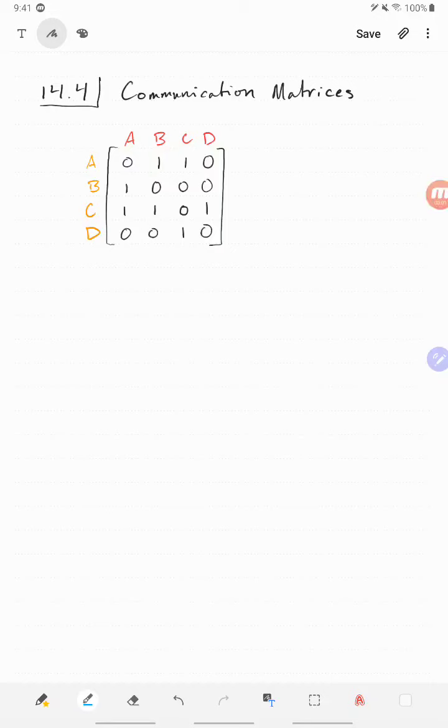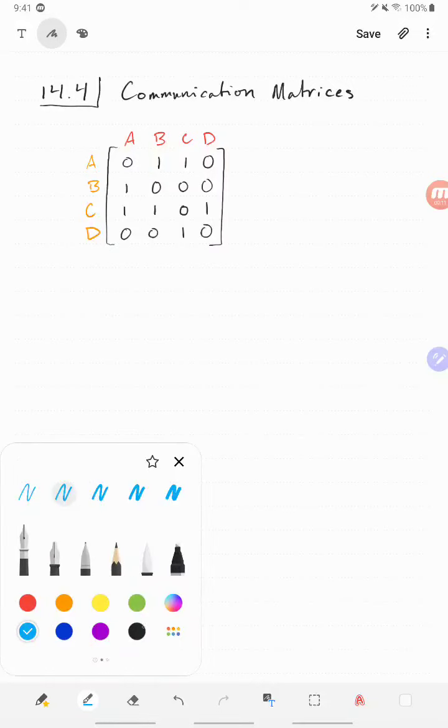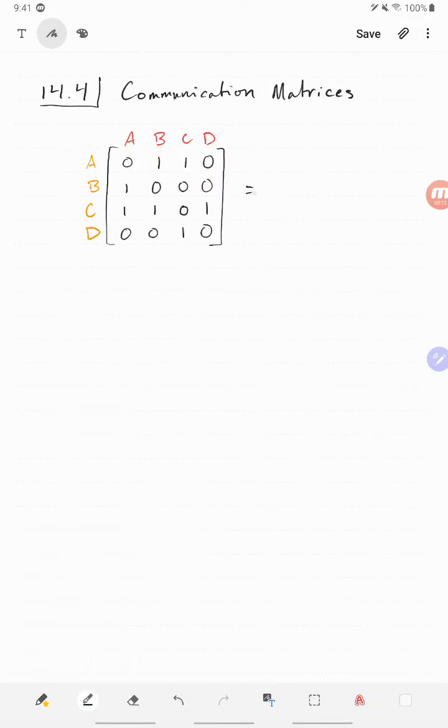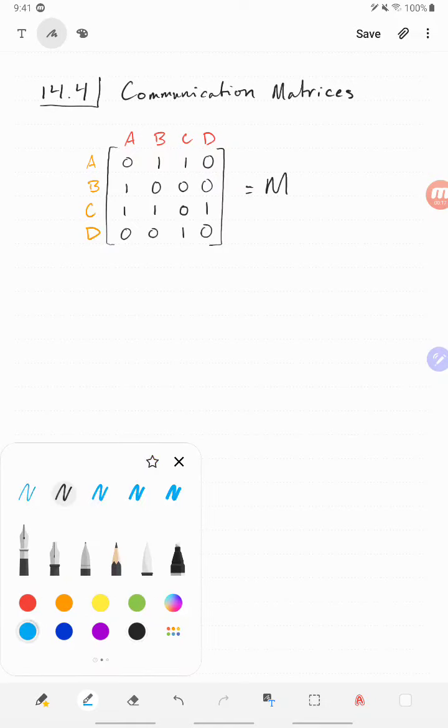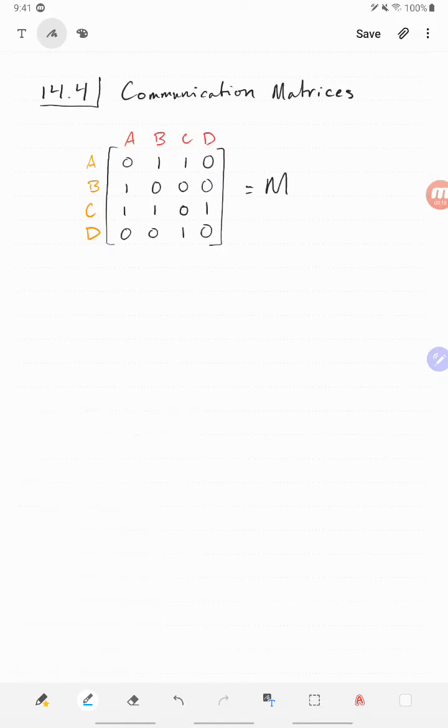So we're talking about communication matrices today. This is lesson 14.4. So what I've got drawn for us is matrix M. Let's go ahead and label this guy as matrix M. And he represents the communication from, let's say, 4 different ships. Okay, I've got ship A, B, C, and D.